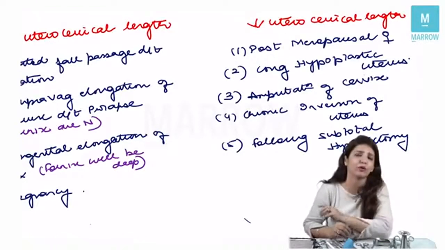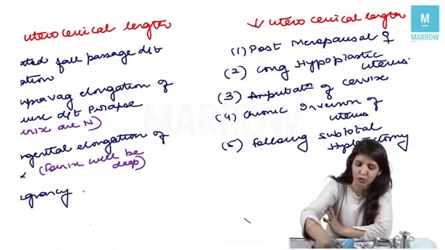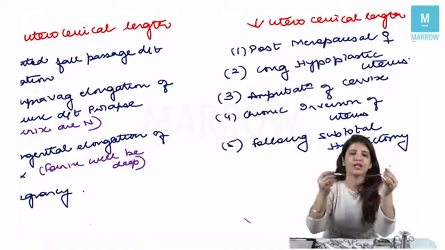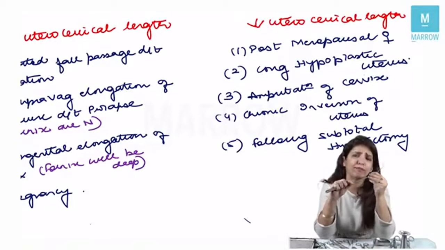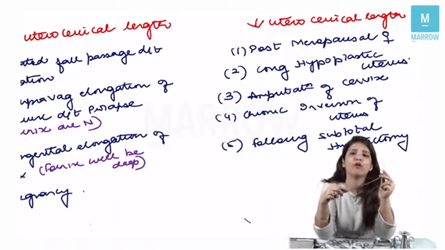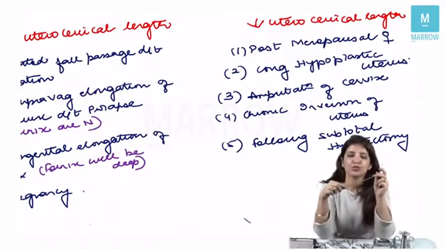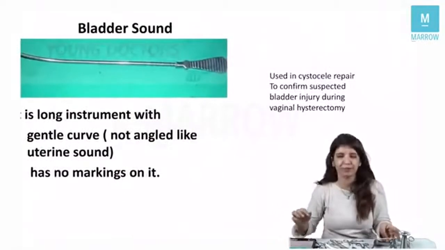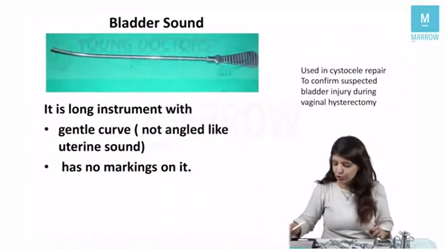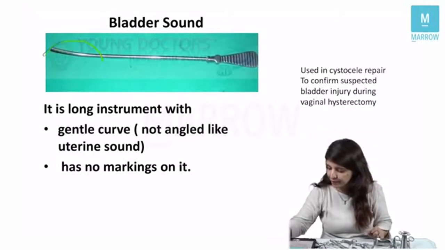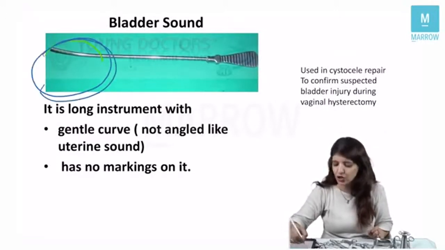But the most important question which the examiner is going to ask you the moment they give you a uterine sound is, have you seen a bladder sound? How do you differentiate a bladder sound from a uterine sound? I don't have a bladder sound, so I want you to look at the image here. In the image, what I want you to see is that in the bladder sound, this curve over here is very gentle.